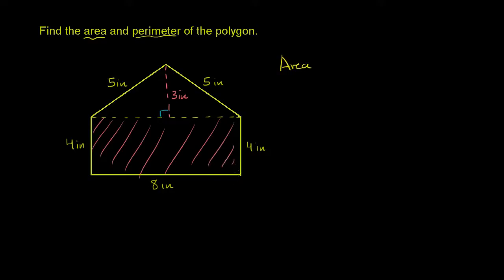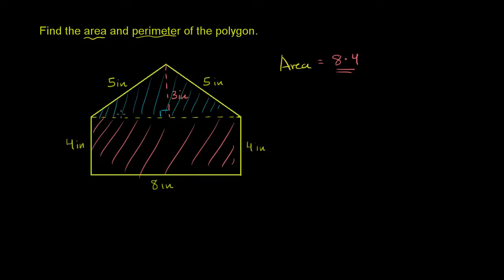It's just going to be base times height. So area is going to be 8 times 4, 8 times 4 for the rectangular part. And then we have this triangular part up here. So we have this area up here. And for a triangle, the area is base times height times 1/2.